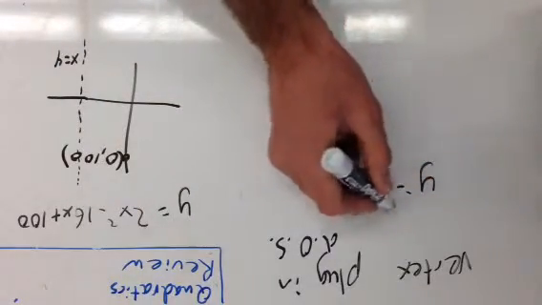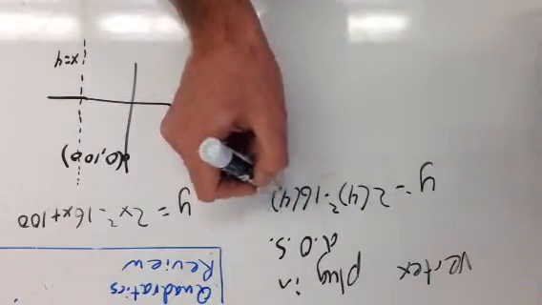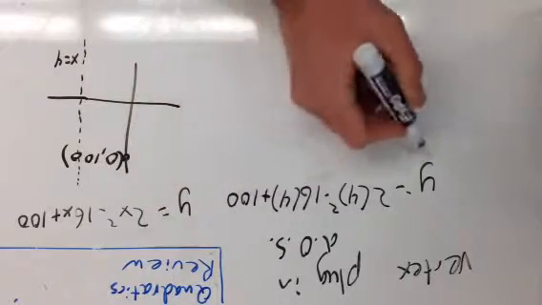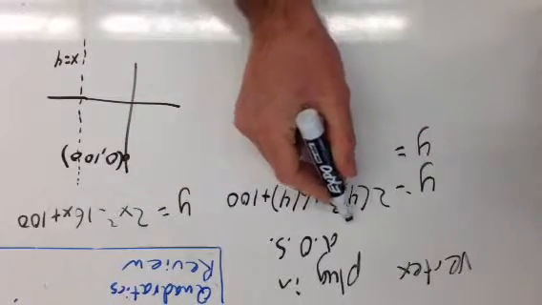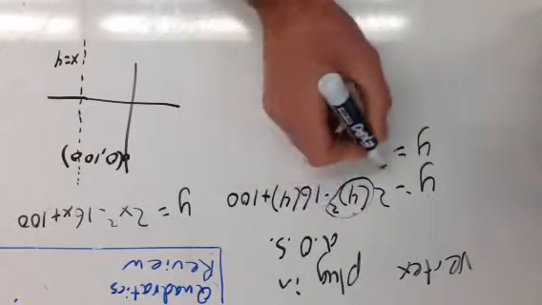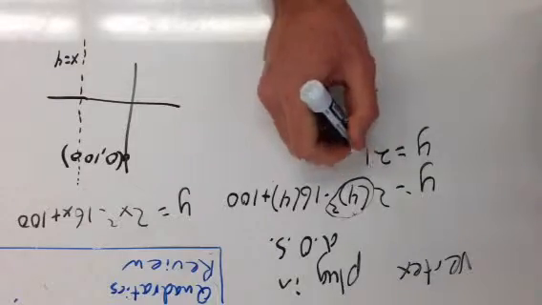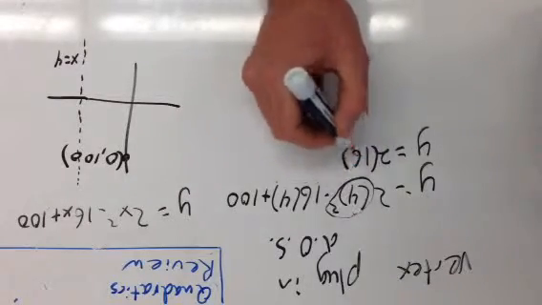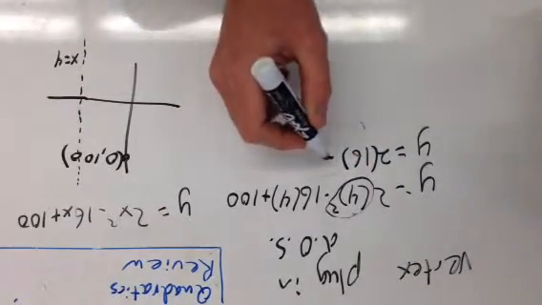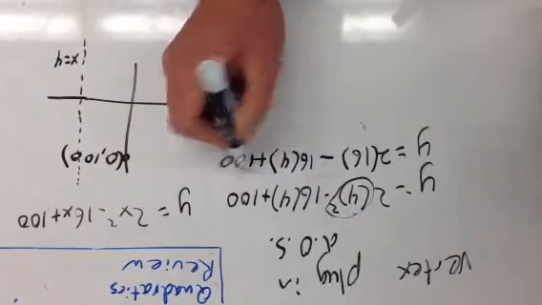Watch what I get. y equals 2 times 4 squared minus 16 times 4 plus 100. A real common mistake is students will do 2 times 4 and then square it. So be smart, keep track of your order of operations. We got to do 4 squared to get 16 first, and then we're going to multiply that. And we'll finish evaluating here.